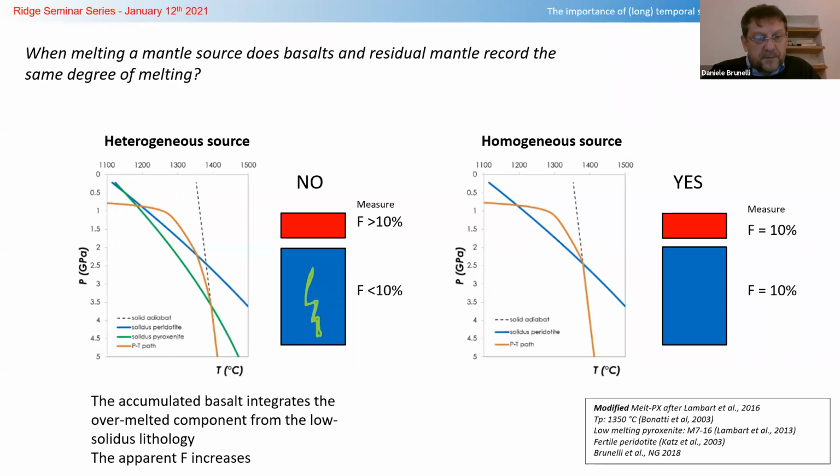What we observe is that with the same potential temperature, we first hit the solidus of the low solidus lithology and start melting it. We cool down the mantle and the low solidus lithologies, so that when we touch the solidus of the depleted mantle, the geotherm is cooler and shallower. So we start melting later, and we start melting with less heat available for melting.